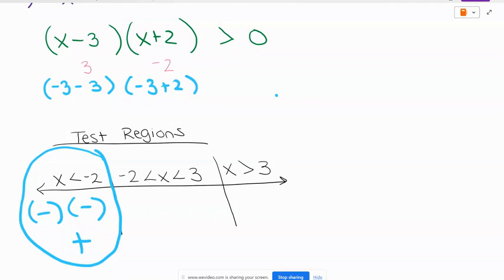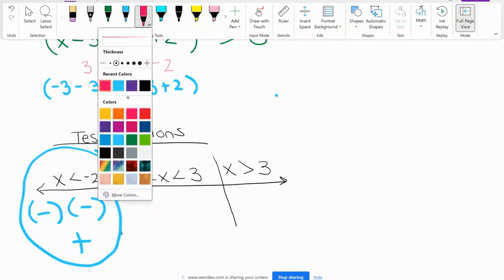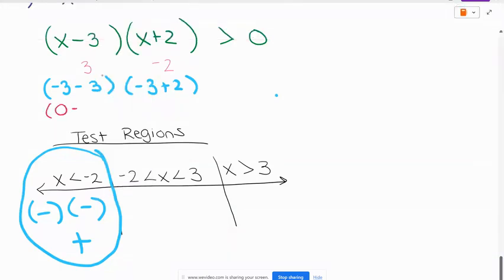Let's keep going. Now I need to pick a number between negative 2 and positive 3. Can I pick 0? Yeah, 0 is between negative 2 and positive 3, so let's try that. We're going to do 0 minus 3. Is that positive or negative? Negative. But then I have 0 plus 2. Is 0 plus 2 positive or negative? Positive. A negative times a positive is a negative. Did I want a negative product or a positive product? Positive. So guess what this is? No good. This is out.